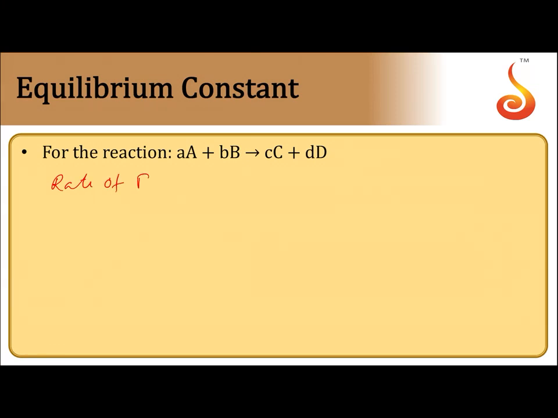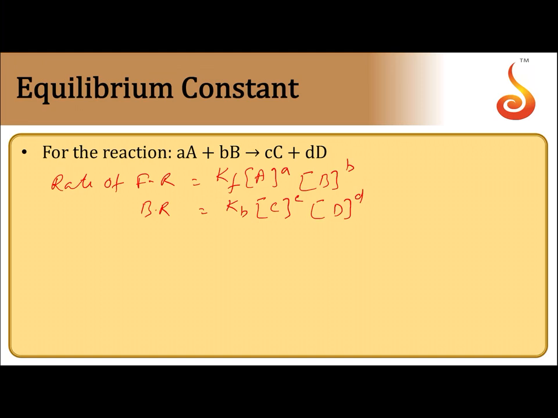Say the rate of the forward reaction is equal to the forward reaction rate constant into the concentration of A to the power of a into the concentration of B to the power of b. This can be obtained from the law of mass action. Similarly, the rate of the backward reaction is equal to the backward reaction rate constant into the concentration of C to the power of c and the concentration of D to the power of d that we have.